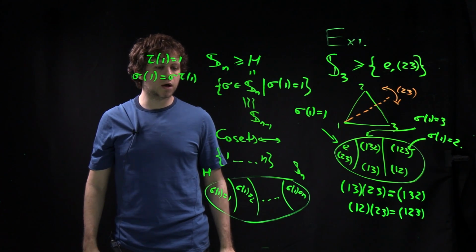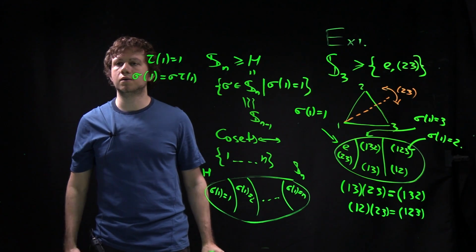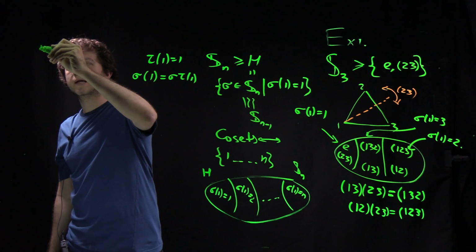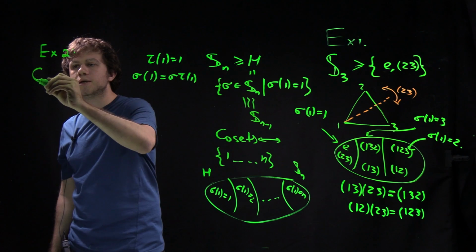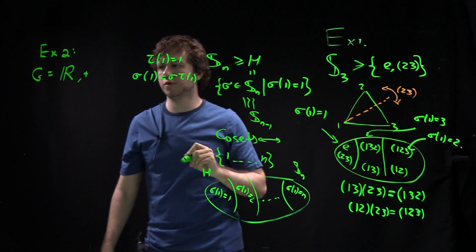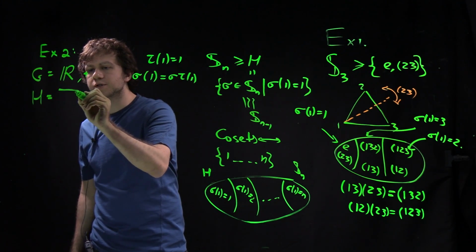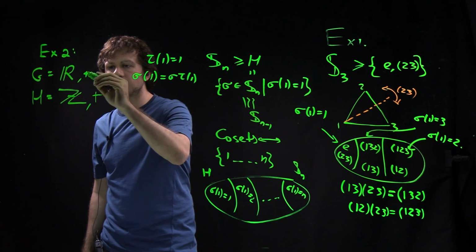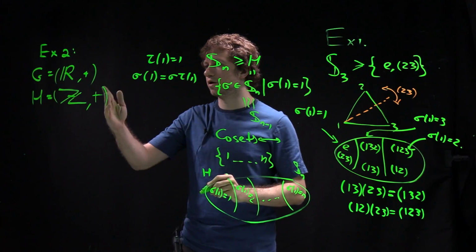Okay, so maybe let me give another example of a coset. Let's take example number 2. Let's take a group G equal to the real numbers, and this is a group by addition, so we just add them. And H will be the group of integers. Again, it's just a subgroup where we just add them. So there are these 2 groups, and of course, integers are inside reals.